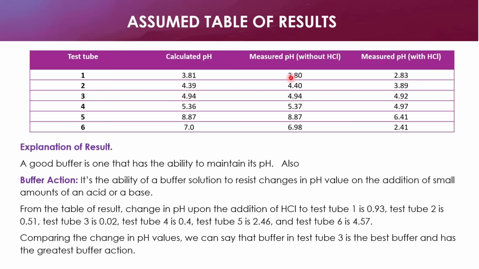For test tube 6, the calculated pH is 7.0, the measured pH without HCl is 6.98, and the measured pH with HCl is 2.41.